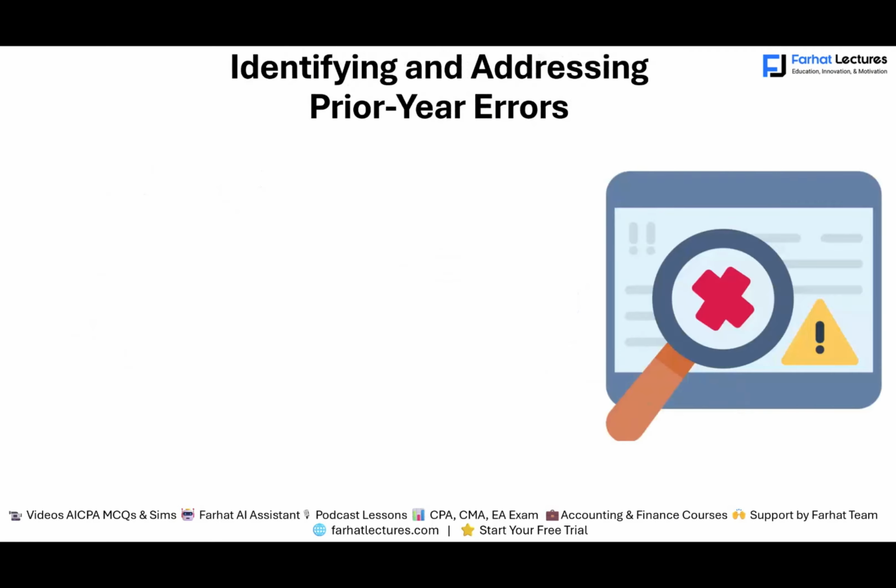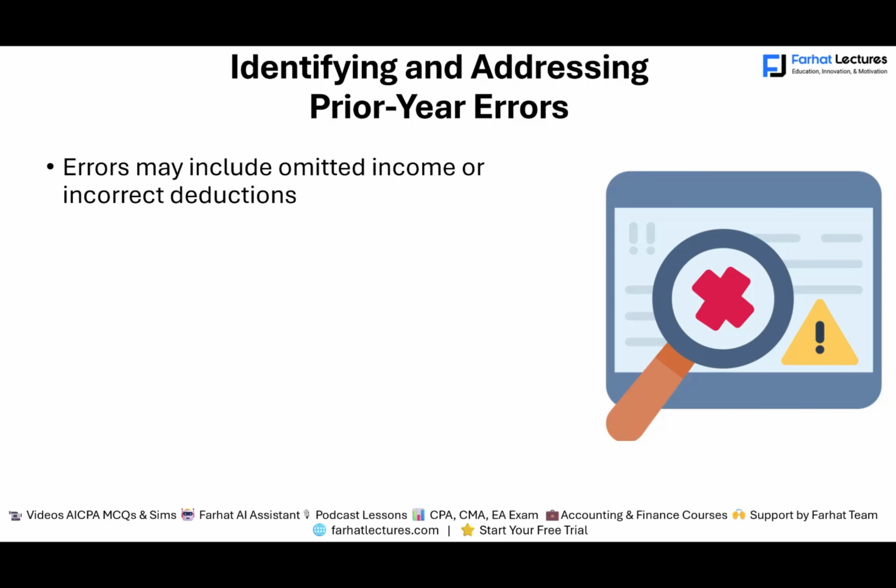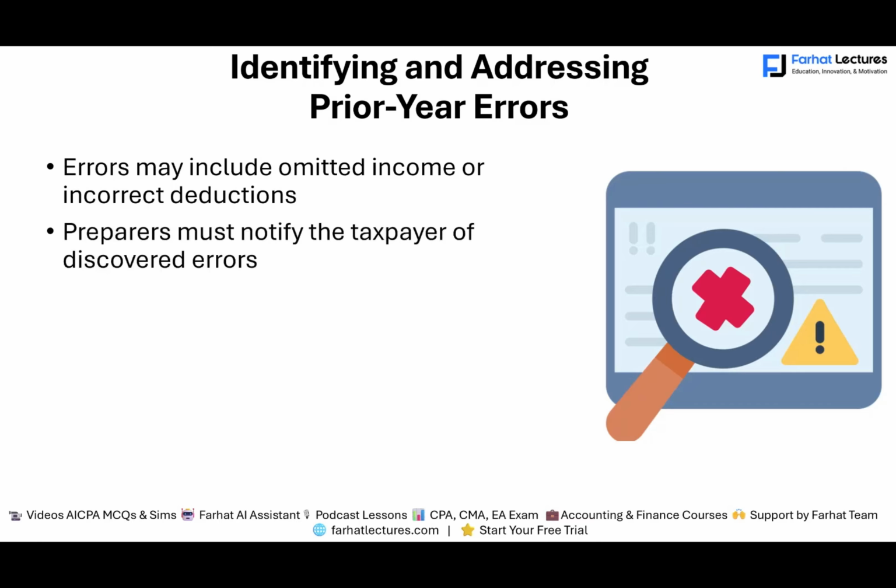Now, what is your responsibility if you looked at the prior year return and you find errors? Okay, what could be errors? Errors could include mistakes or omission of information. So it could be maybe you did not add a certain income. Maybe you included a deduction you were not supposed to include in the prior year return. What is your responsibility as the tax preparer? Well, here's what you have to do. You must explain to the client the nature of the error and obviously the potential consequences.